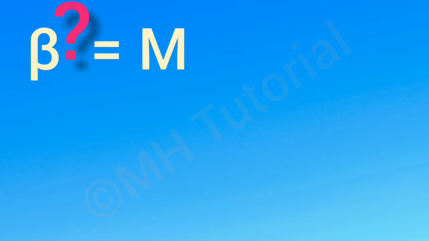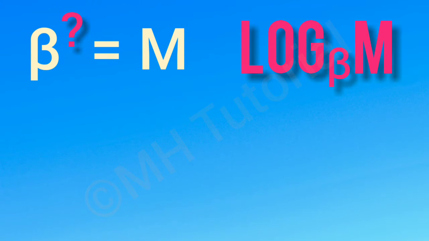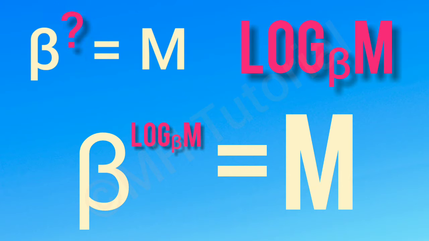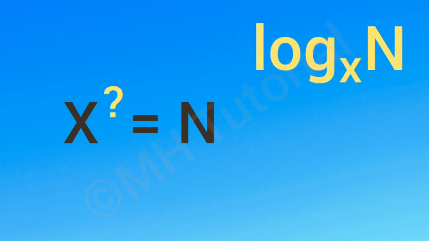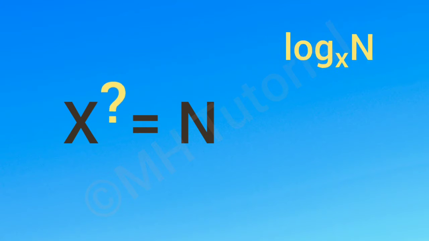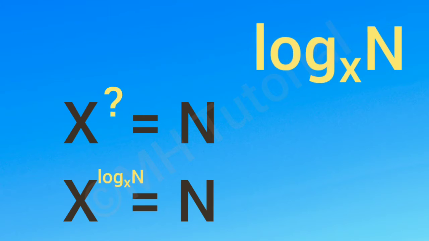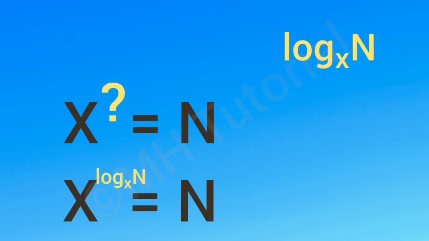Thus, we can say, what index of b is needed to get m? The answer would be logarithm of m to base b. Or b to the power logarithm of m to base b is equal to m. For which power of x is it n? The answer would be logarithm of n to base x. That is, x to the power logarithm of n to base x is equal to n.